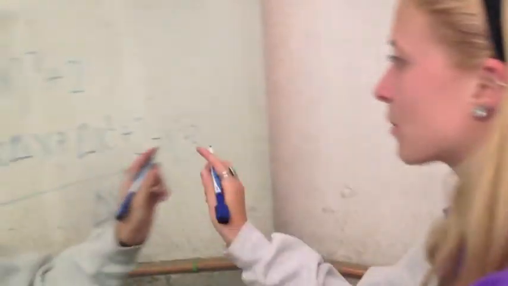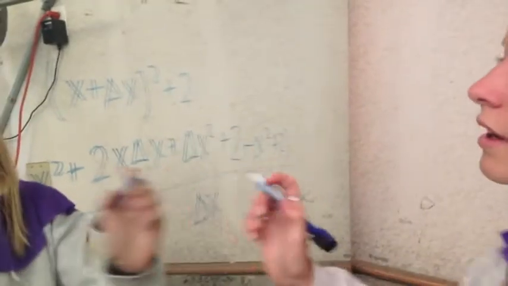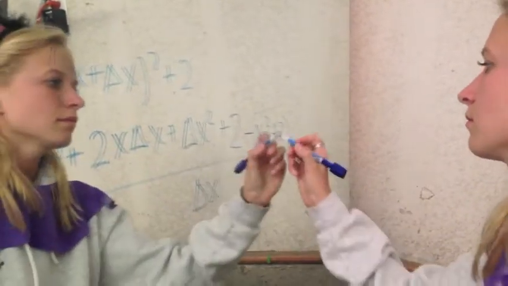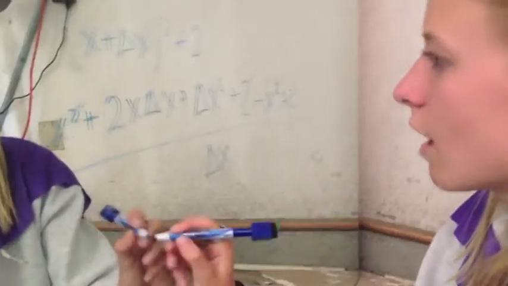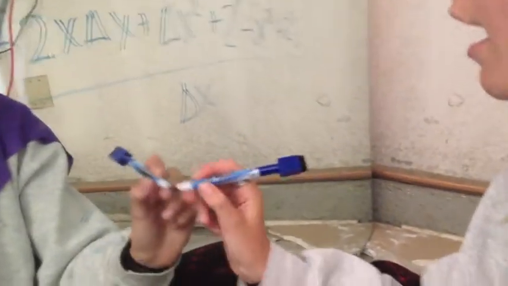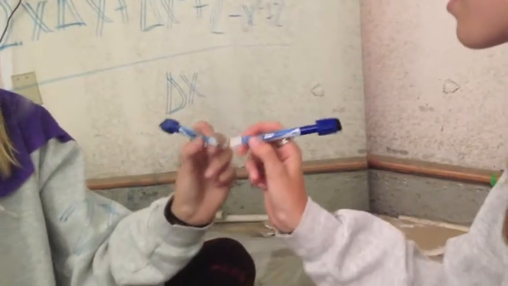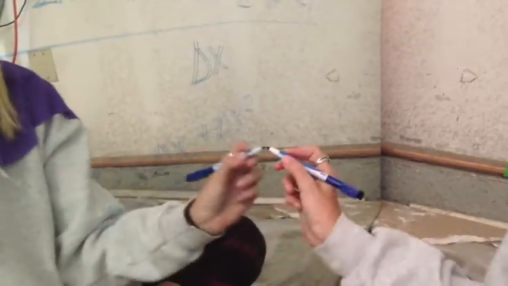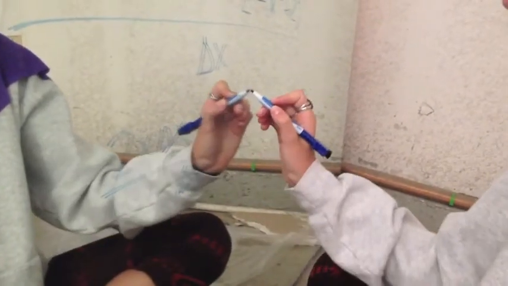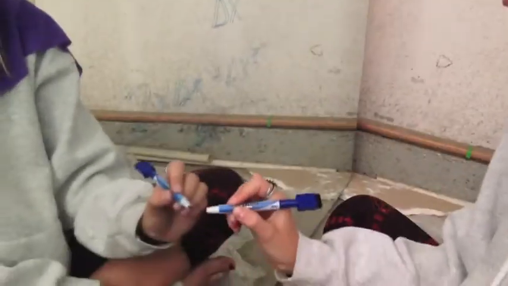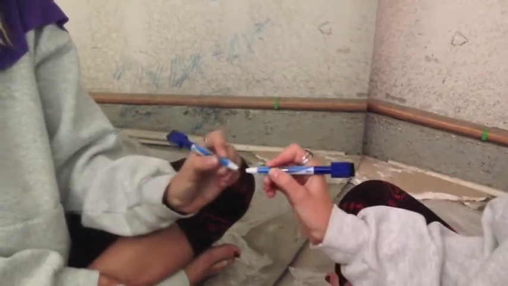Then x squared and the 2 can cancel out. Whoa, what do you know? Math. Then you're left with 2x delta x plus delta x squared all over delta x. But Carly, where do you go from there? You cancel out the delta x, Maddie. Cancel, cancel, cancel, and your final answer is 2x plus delta x.